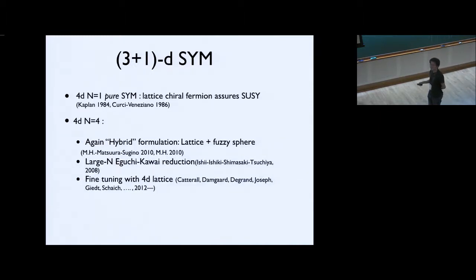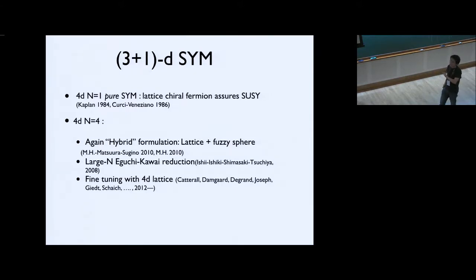And I think this is David's paper when he was a student. And I guess one of the reasons he wanted to define chiral symmetry on the lattice is related to this paper, I think. Maybe we can ask him about it later. But this approach does not work for N=4. But we can again have a hybrid formulation using lattice plus fuzzy sphere.